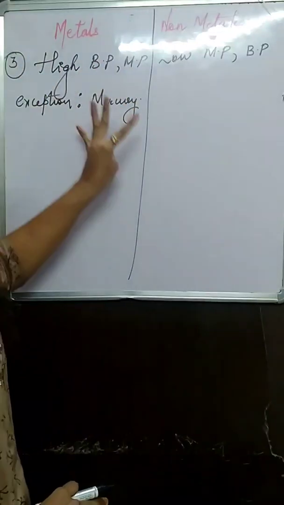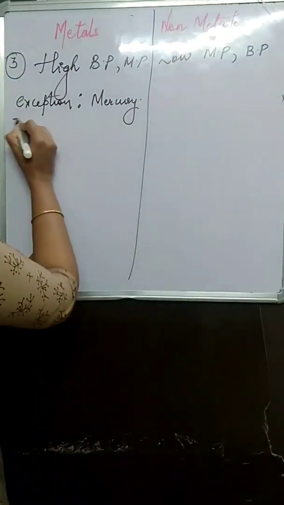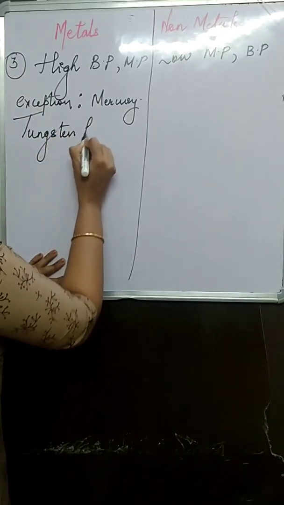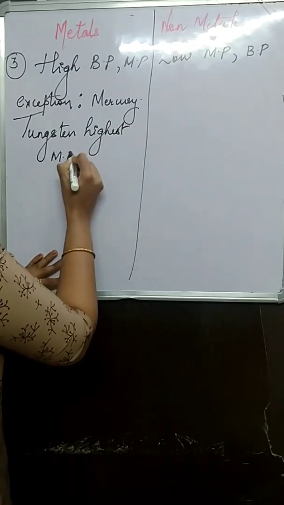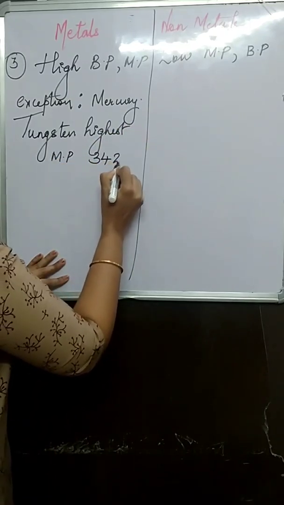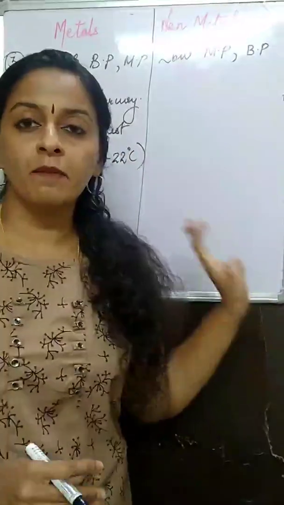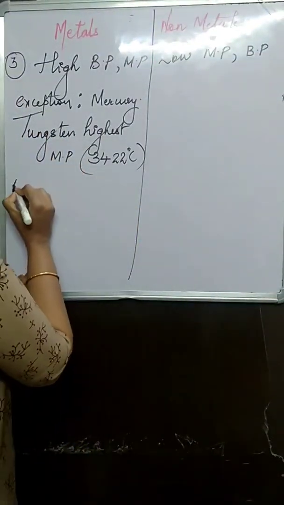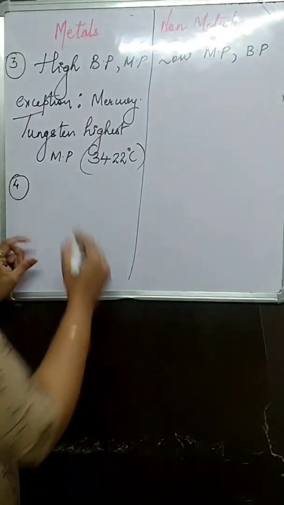Now here a very important metal which has highest melting point is tungsten. Okay, tungsten has the highest melting point and that is 3422 degrees Celsius approximately. This is the melting point of tungsten. Okay, so that point is clear. Now we go on to the fourth point of distinguish between metals and non-metals.